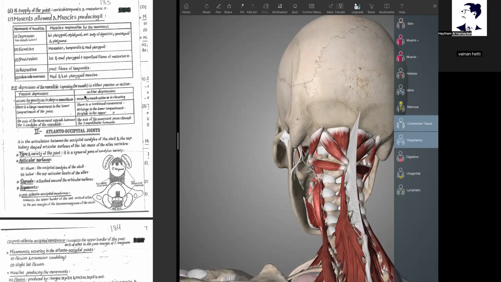Okay. Movements. Depression, elevation, protrusion, retraction, side to side movement. These are the movements here that I'm pointing at with my mouse. Okay. The mandible can depress, can elevate, can protrude, can retract, can move side to side. Okay?